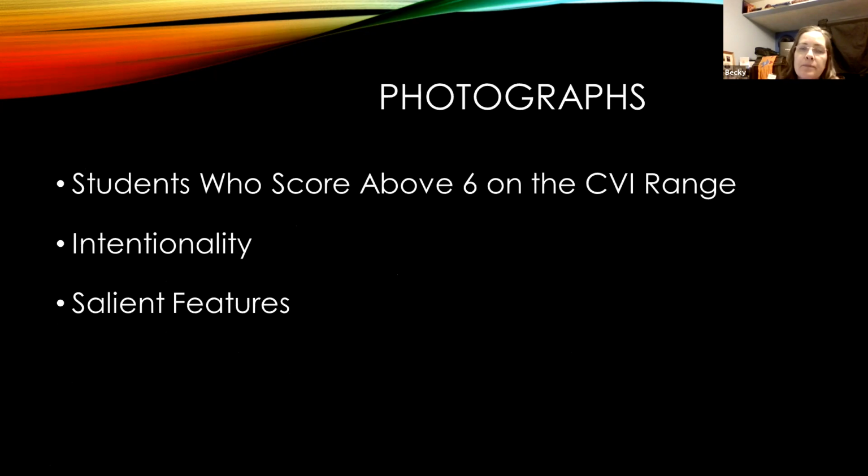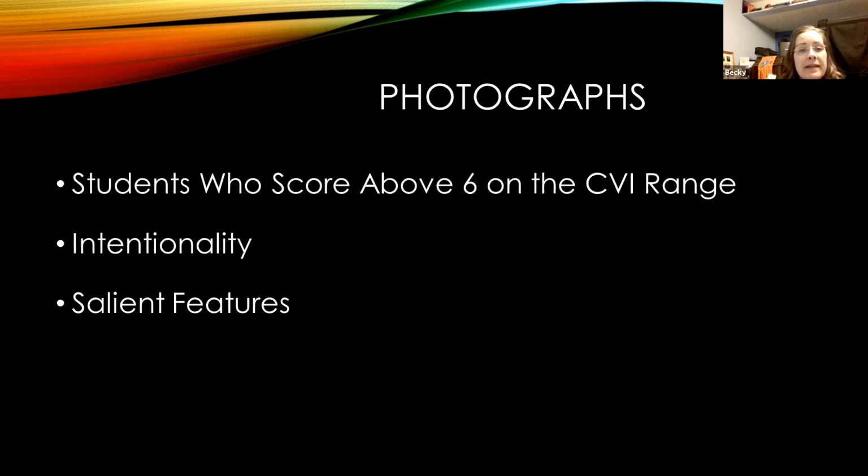So for photographs, when we move from objects to photographs, we want to make sure that we don't really begin asking our students to understand that now we're using this two-dimensional photograph to represent something until they're above a 6 on the CVI range. So we really need our students to be solidly at the top of phase 2 before we think about introducing the photographs. And again, we want to introduce photographs intentionally. We want to use the same system that we use with the objects again with the photographs.